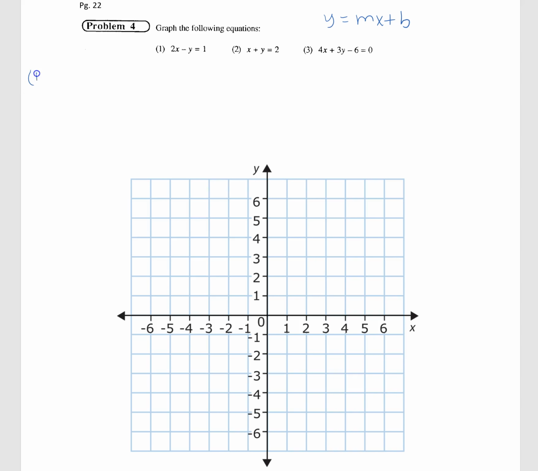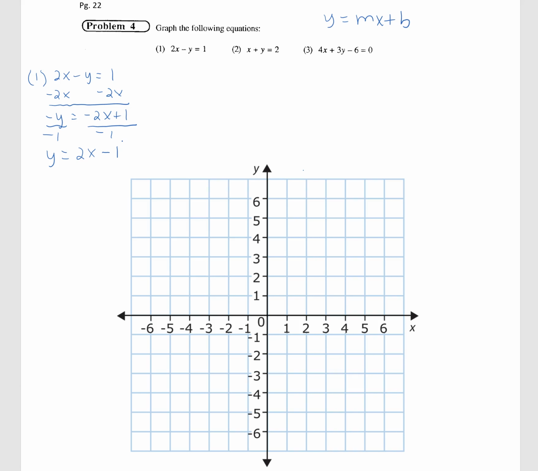So starting with equation 1, I have 2x minus y equals 1, and I'm going to subtract 2x on both sides of the equation, which gives me negative y equals negative 2x plus 1. And I want a positive y on the left side of the equation so that it satisfies this general form. So I'm going to divide both sides of my equation by negative 1. This gives me y equals positive 2x minus 1.